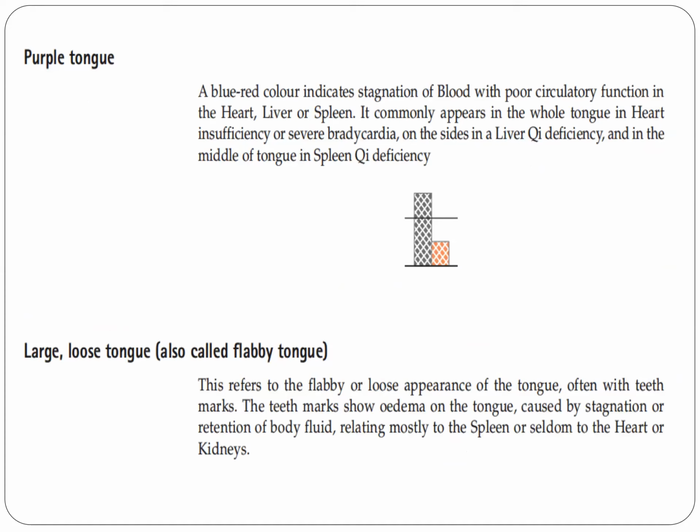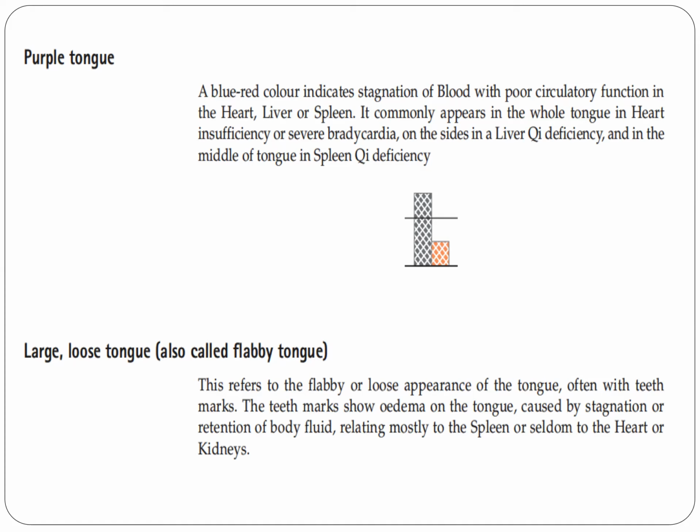Next is the purple tongue. It is a blue-red color, indicating stagnation of blood with poor circulatory function in the heart, liver, or spleen. It commonly appears in the whole tongue in heart insufficiency or severe bradycardia, on the sides in a liver Qi deficiency, and in the middle of the tongue in spleen Qi deficiency.